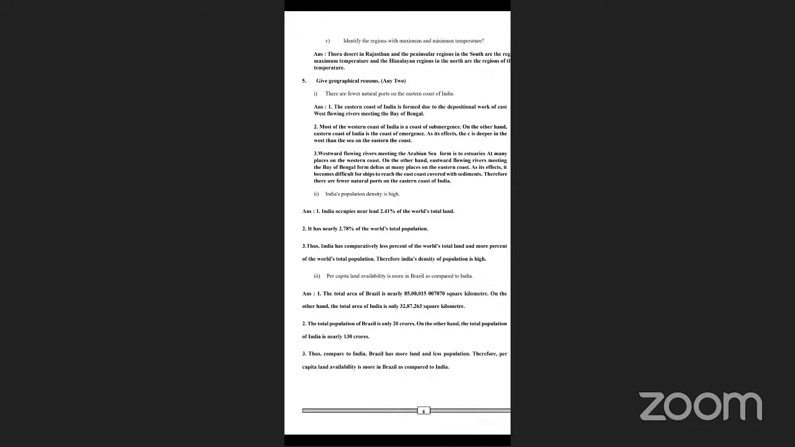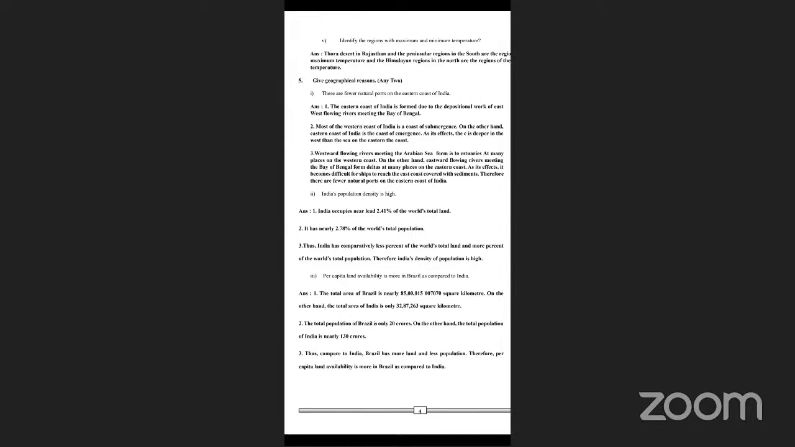India's total density of population is around 382 per square kilometer. Third one, per capita land availability is more in Brazil as compared to India. Now here, see, actually India and Brazil both are important developing countries in the world. But in terms of area, India ranks 7th in the world and Brazil ranks 5th in the world. And for population, India ranks 2nd and Brazil ranks 5th. When we consider the total area of Brazil, it is nearly 85 lakh 15,770 square kilometer.